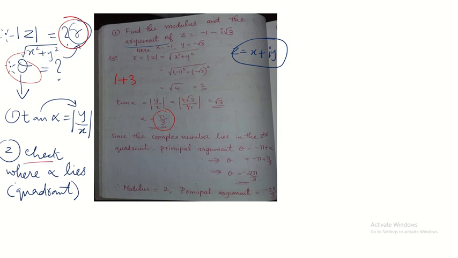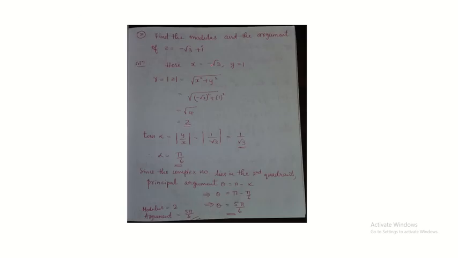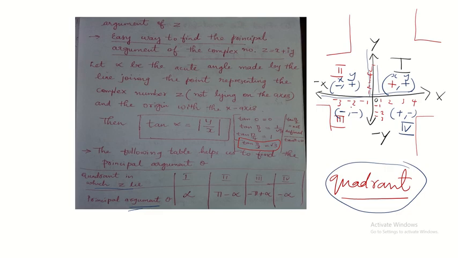Now you have to check in which quadrant this alpha lies. Since the complex number lies in the third quadrant, how did you get that third quadrant? See here, minus 1 minus root 3. X value is negative as well as y value is negative. So both negative, negative x, negative y, the quadrant is third quadrant. So in the third quadrant, what is the value of theta? Principal argument theta is minus pi plus alpha. In third quadrant, minus pi plus alpha.